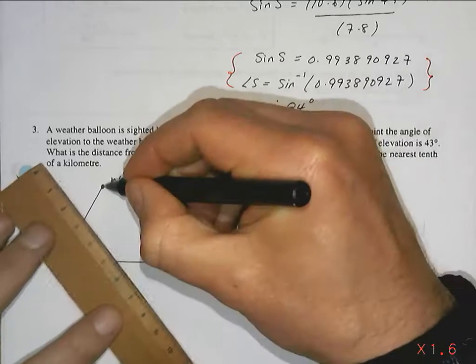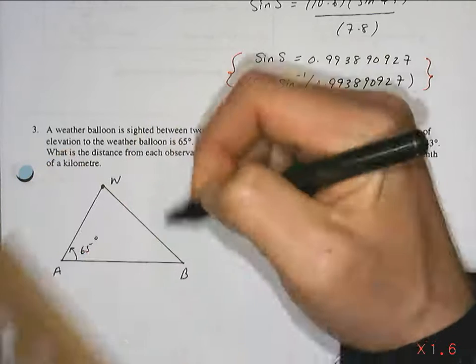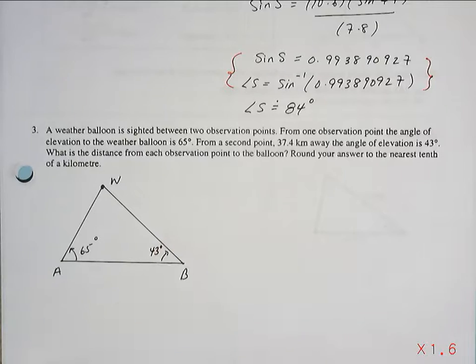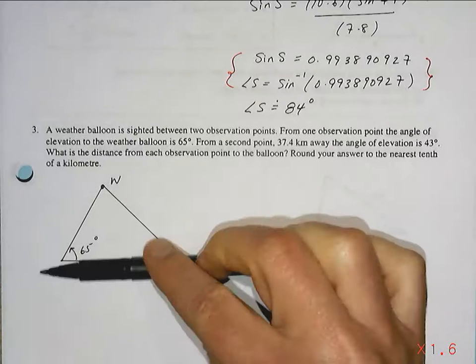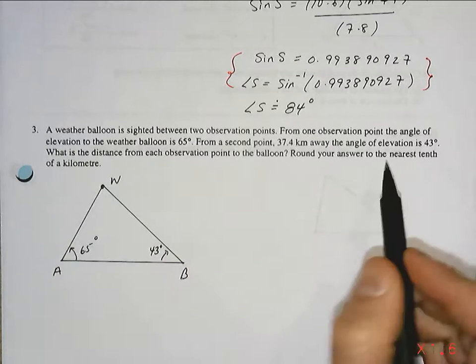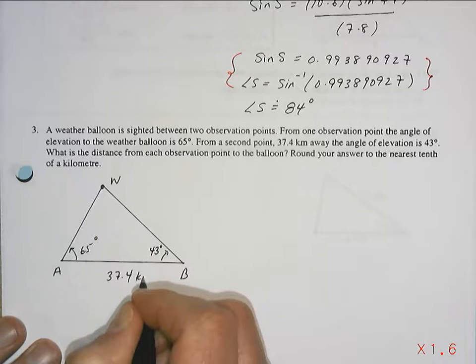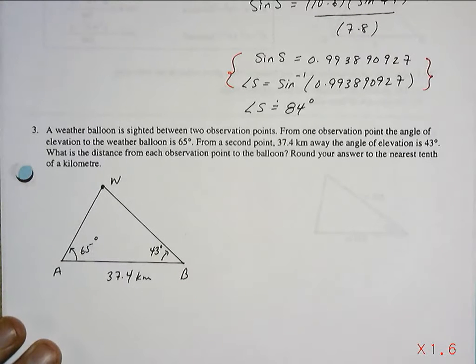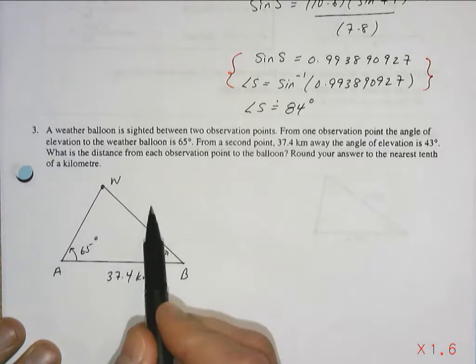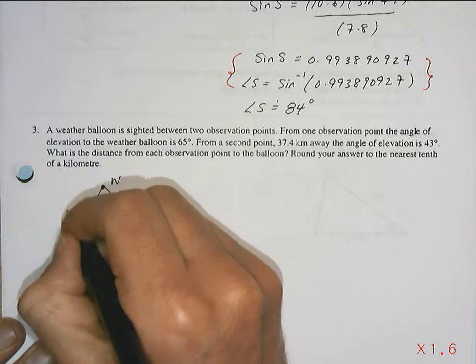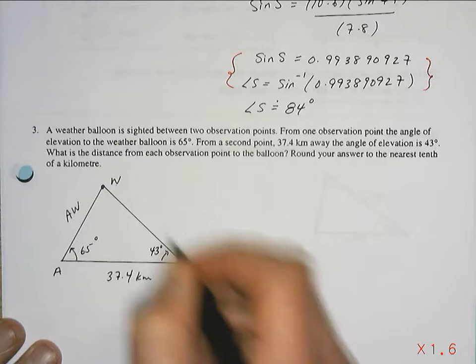Then, from my second point, I have an angle of elevation up to the weather balloon, and that's going to be an angle of elevation of 43 degrees. Again, this is my horizontal and angle of elevation coming up to it. The distance between those two observations is 37.4 kilometers. And they would like us to know the distance from each observation point to the balloon. So they would like to know this length and this length. So why don't we call this length AW? Why don't we call this length BW?